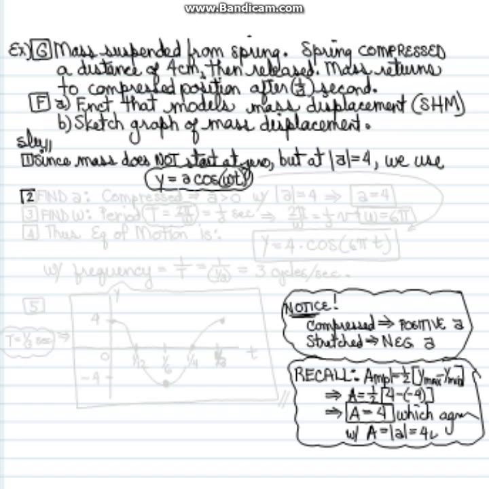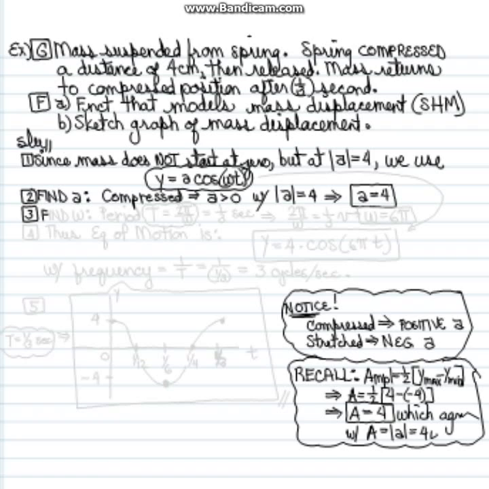Step 2, find A. Well, we started in a compressed position. That's what we were told. Started compressed, and I just got through telling you if you start compressed, that implies that the A value is going to be positive. So that implies A is greater than 0. Okay, so we know the absolute value of A is equal to 4. Therefore, the A value is equal to positive 4.